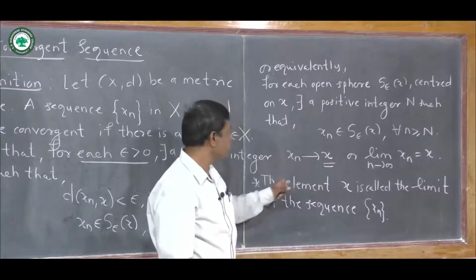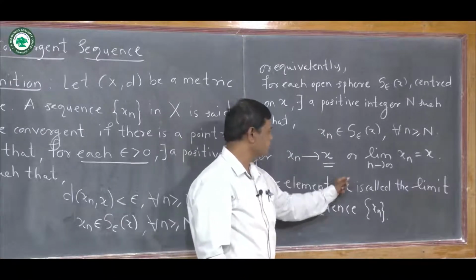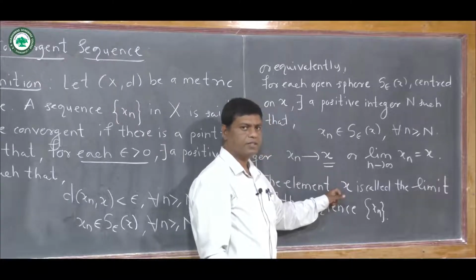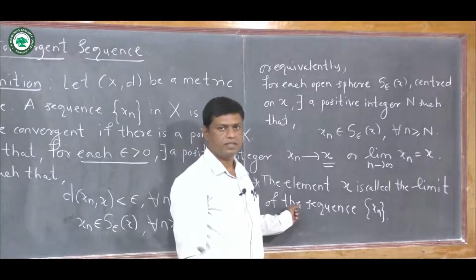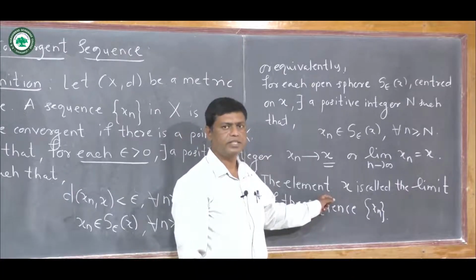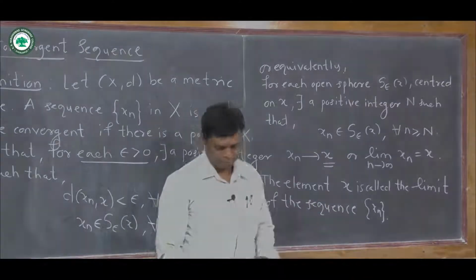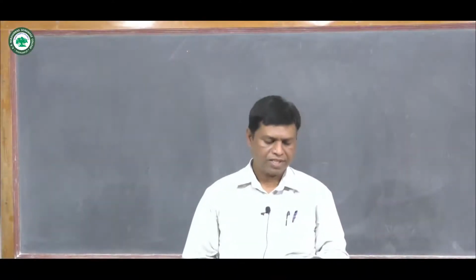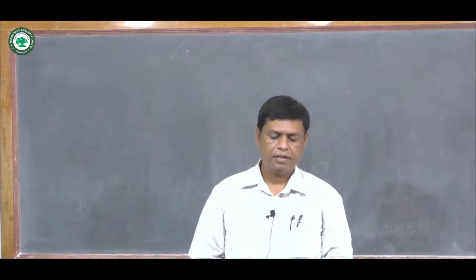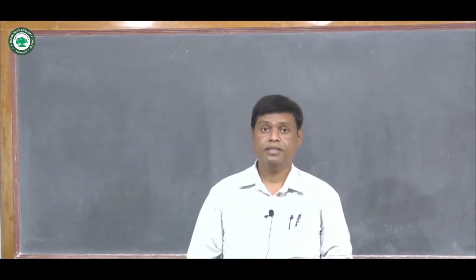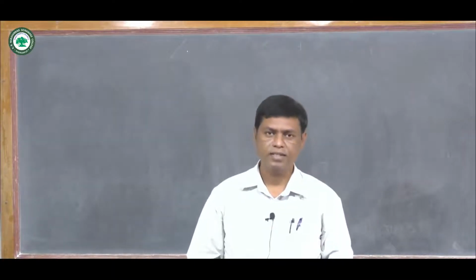So when a given sequence is convergent, in that case we write the limit of that sequence. Remember that if the sequence is not convergent, then it is said that the sequence is divergent. Now the first theorem on convergent sequences: remember that in a metric space every convergent sequence has a unique limit.